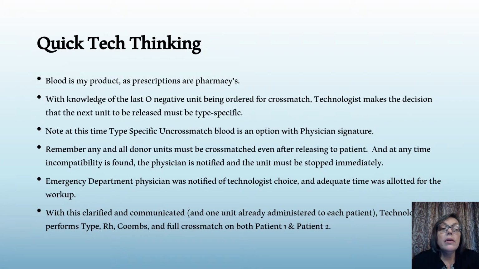Quick tech thinking. Blood is my product, just as prescriptions are to a pharmacist. With the knowledge of the only 1 O-negative left on the shelf, the technologist decides that the next unit to be released must be type specific. Note at this time that type-specific uncross-matched blood is still an option with physician signature. Remember, any and all donor units must be cross-matched even after releasing to the patient, and at any time an incompatibility is found, the physician is notified and the unit must be stopped immediately.